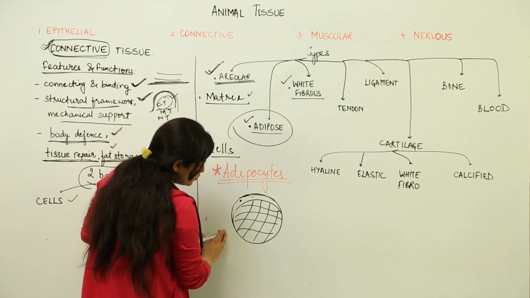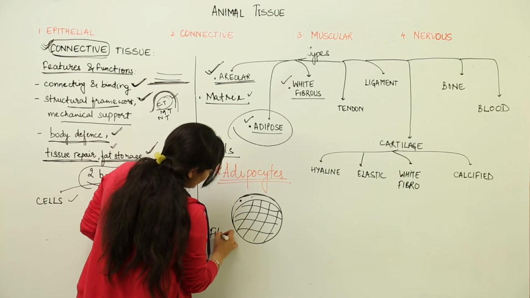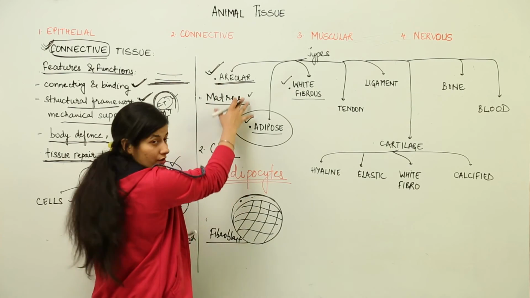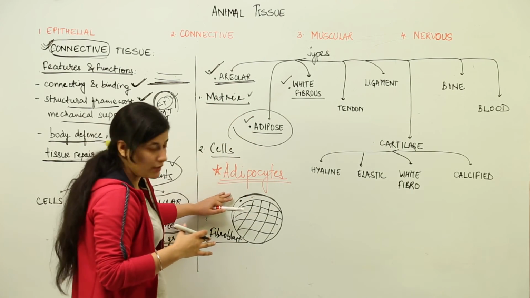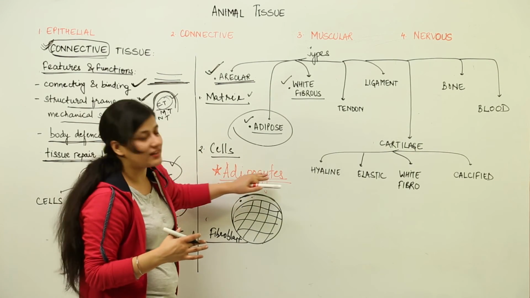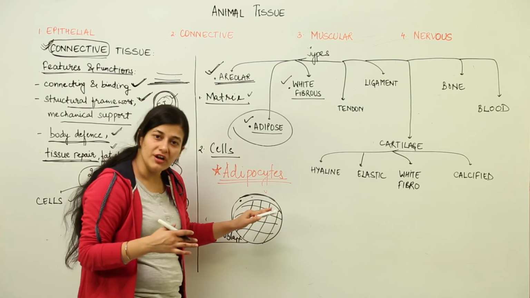They push the cytoplasm towards the plasma membrane, almost cornered, and there are again fibroblasts, mast cells and macrophages, just like areolar tissue, which we studied just now. The only characteristic feature of this tissue is that there are adipocytes, which are known as fat cells, responsible for fat storage.